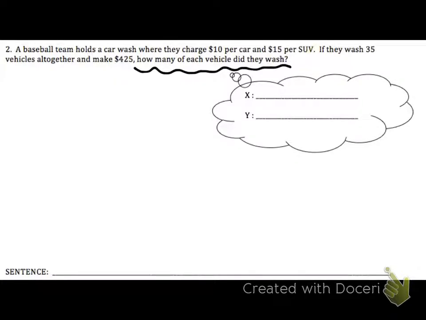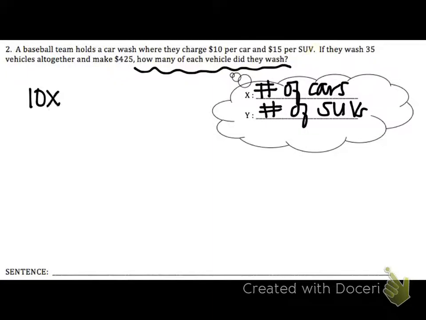So if that's what they're asking us, that means that's what x and y have to represent. So we'll say x is the number of cars that they washed, and y will be the number of SUVs that they washed. SUV stands for Sports Utility Vehicle. Alright, so what do we know? Well, we know they charge $10 per car, which is going to be 10x, and $15 per SUV.